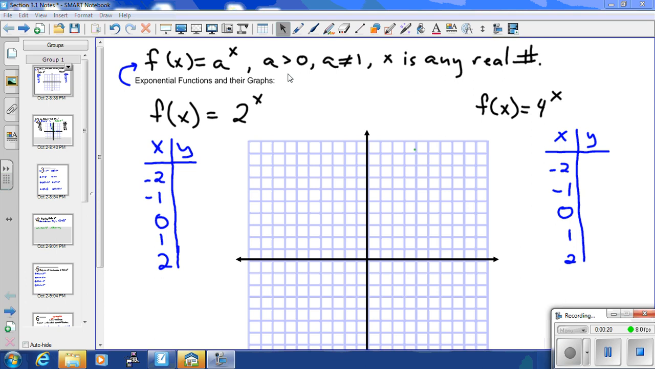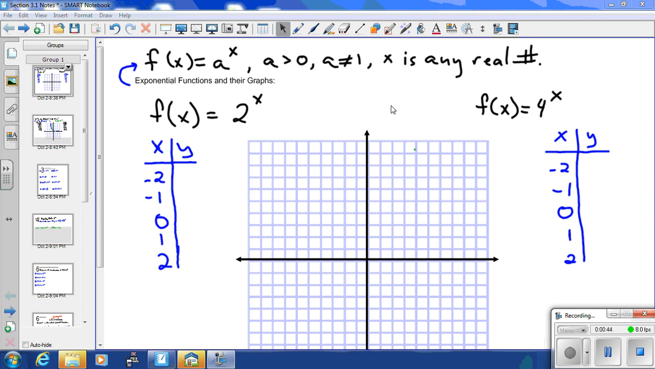If it was negative, this would become negative, positive, alternating for consecutive x values, and that would not be considered smooth graph behavior. A cannot be 1. If it was, 1 to any power is going to be 1, except for 0. And the exponent can be any real number.